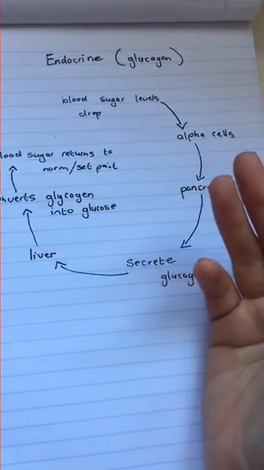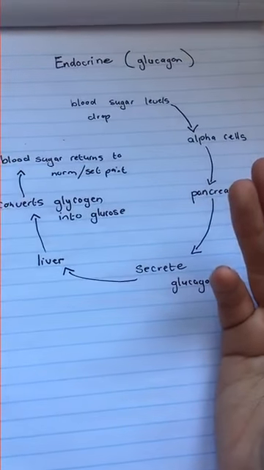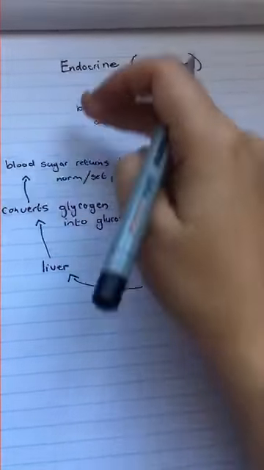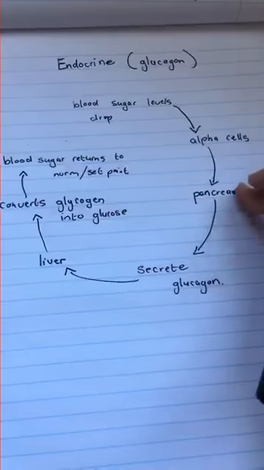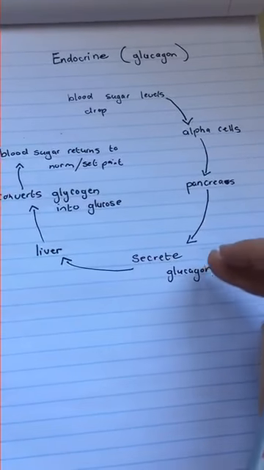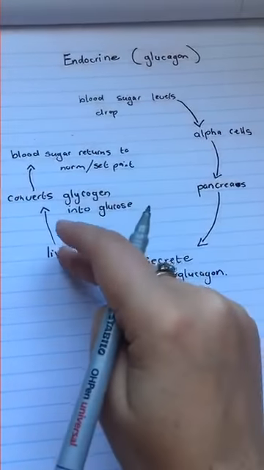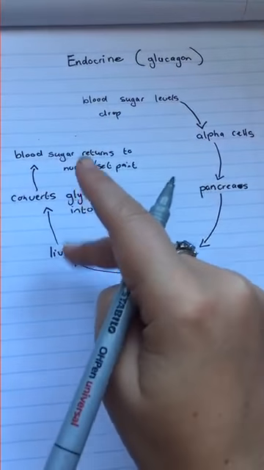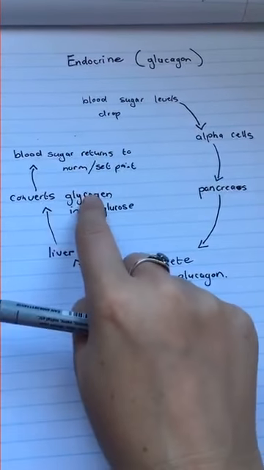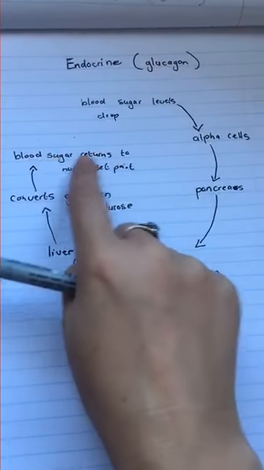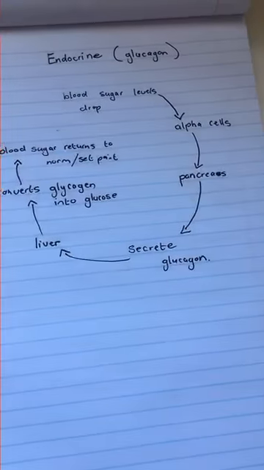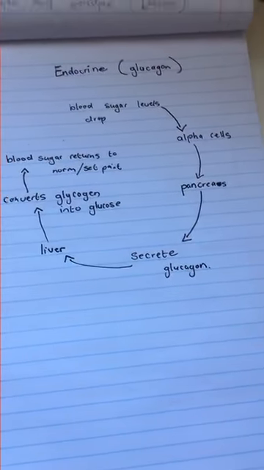You can do exactly the same thing for insulin, except it'll be sugar levels increase, the beta cells, pancreas secretes insulin, insulin is to the liver and the muscles, and the liver and muscles convert glucose into glycogen, and the blood level returns back to norm. So you can actually do it for all of them, everybody.